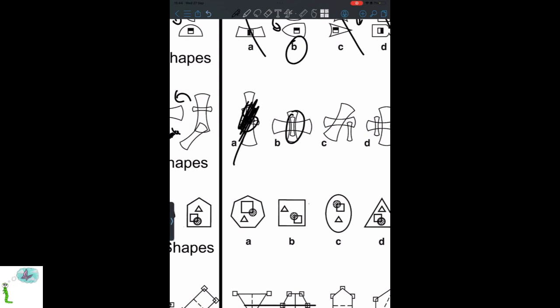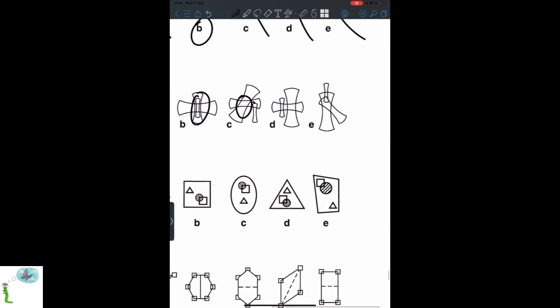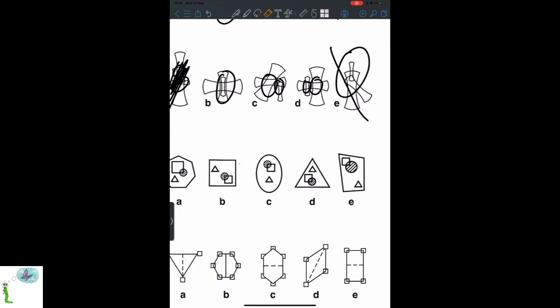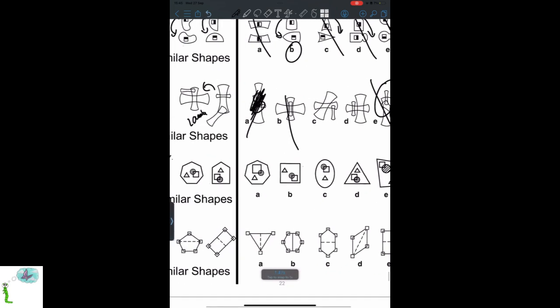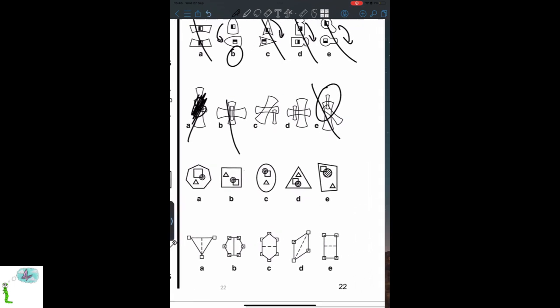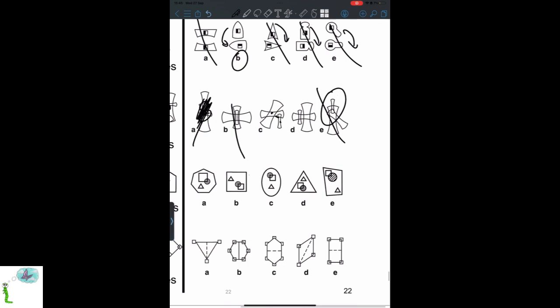This already has tons. This has only 2. This has only 2. And this has way too many. So I'd assume it would either be C or D, right? But now I have to look for something different. What else can we look at? These all have 3 shapes. These also have 3 shapes.